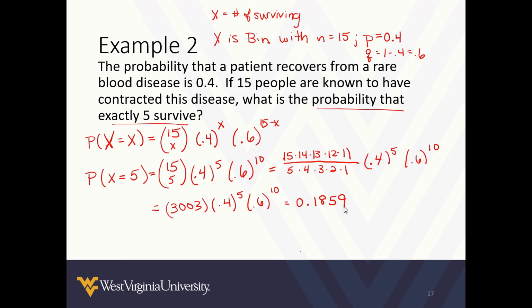0.1859. Now, generally when we're finding probabilities of probability distributions, we round to 4 decimal places. And that's it. That is the probability that exactly 5 survive.